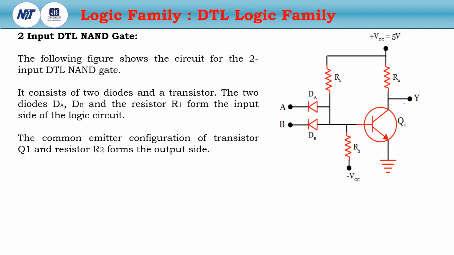Now I come to the DTL logic family with some examples. Suppose this is a NAND gate. This NAND gate consists of two diodes, DA and DB, and one transistor, Q1. The two diodes DA and DB and the resistor R1 form the input stage, and R2 and Q1 are at the output stage.